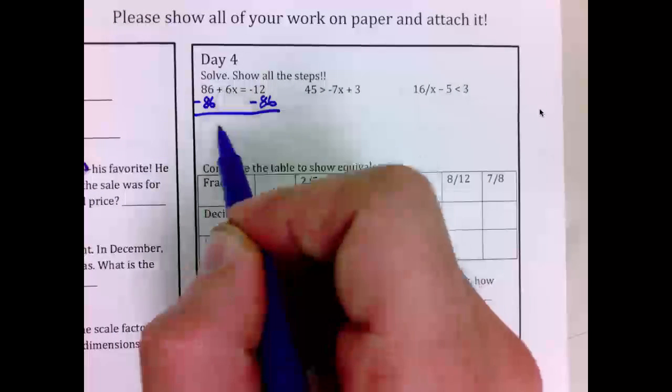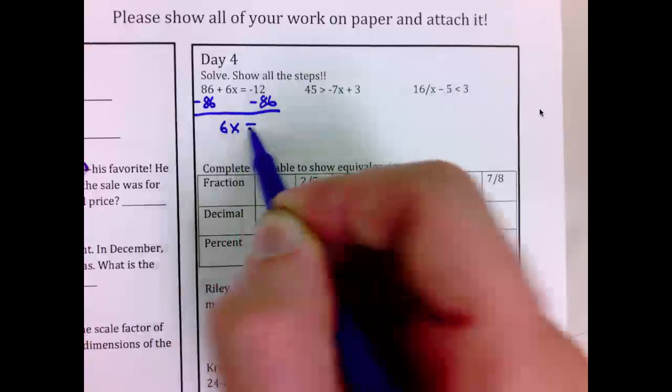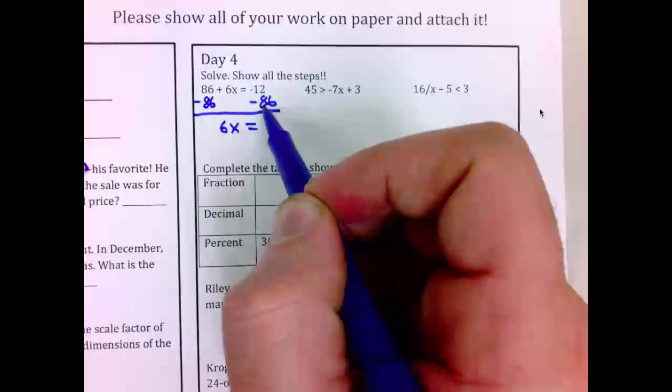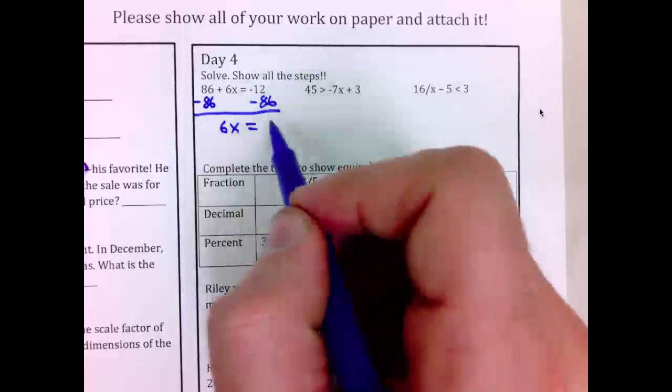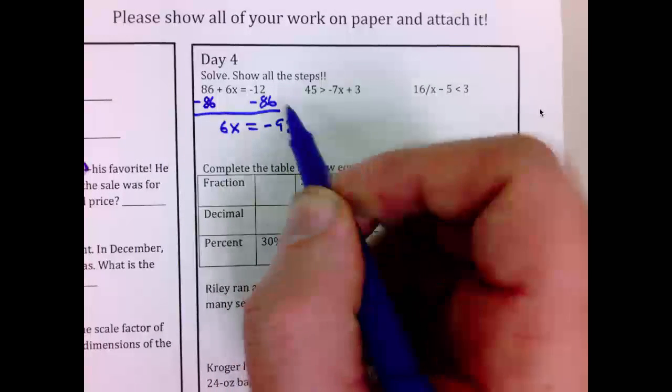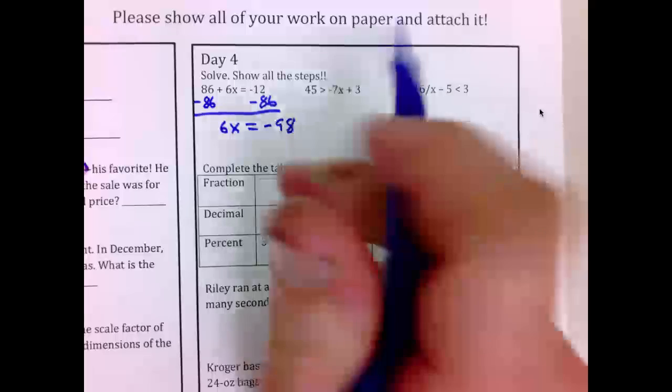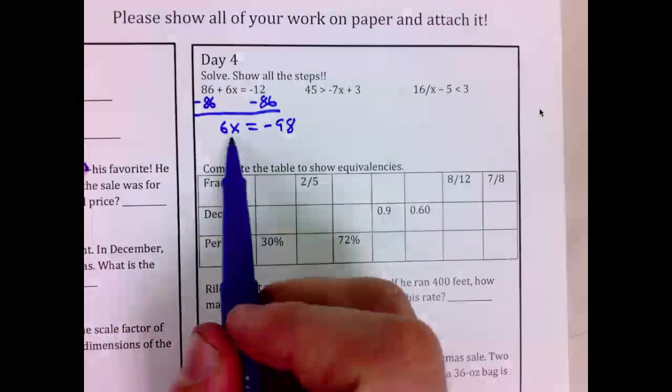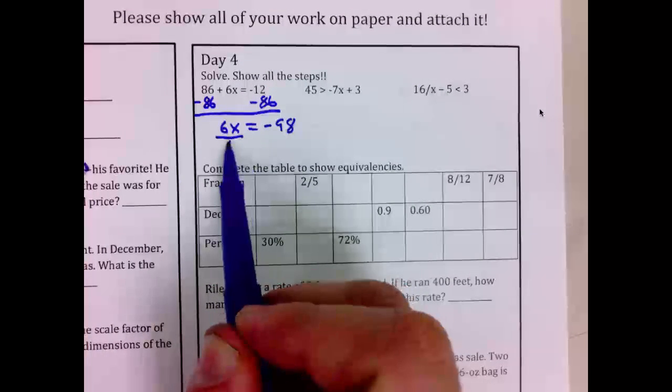86 subtracts 86 to leave 6x. Negative 12 minus 86. Remember, when the signs are the same, we add them up. This will be a negative 98. 12 negatives and 86 negatives, 98 negatives. Lastly, we want to get the x by itself, so we need to divide by this 6.